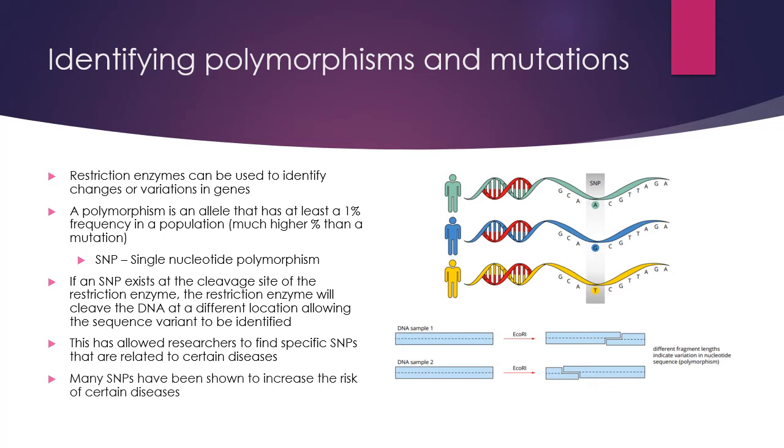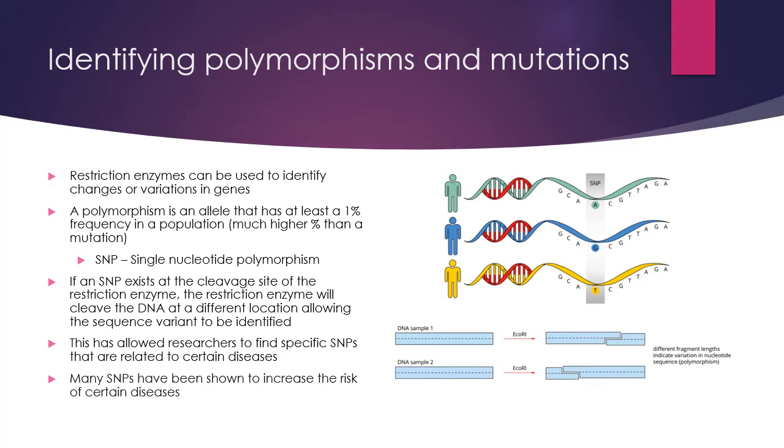So you can see on the right there you've got 3 people, and the single nucleotide polymorphism is shown highlighted in that grey section there. So it's one base that's different, and it occurs in at least 1% of the population. If one person in 100 has that polymorphism, then if that polymorphism exists where the restriction enzyme would normally cut, so if it's within a recognition site, then that means that the restriction enzyme won't cut that segment in the correct place because the sequence is different to 99% of people.